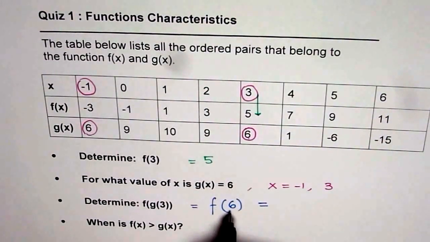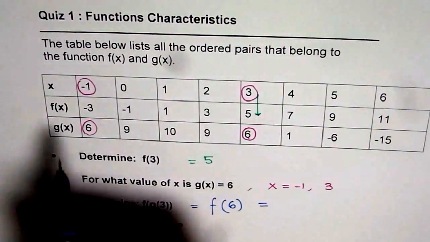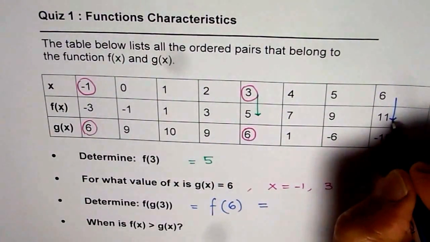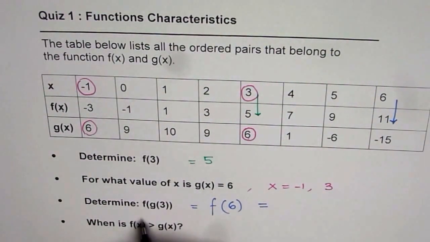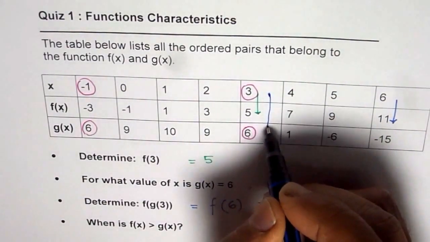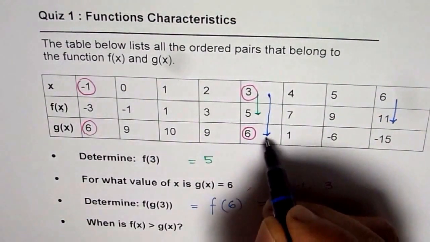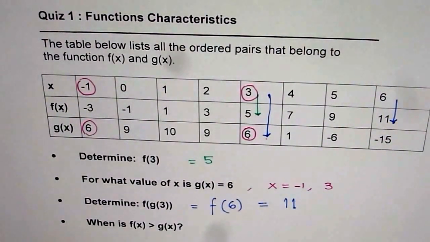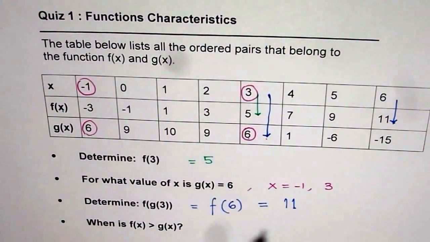Now f of 6 is what? The value of f of x when x is 6. So that gives our answer. Is it okay? So first we found g of 3 is 6, and then from 6 we get 11. So we get 11 as our answer. I hope it makes absolutely clear how we should be doing these types of questions.